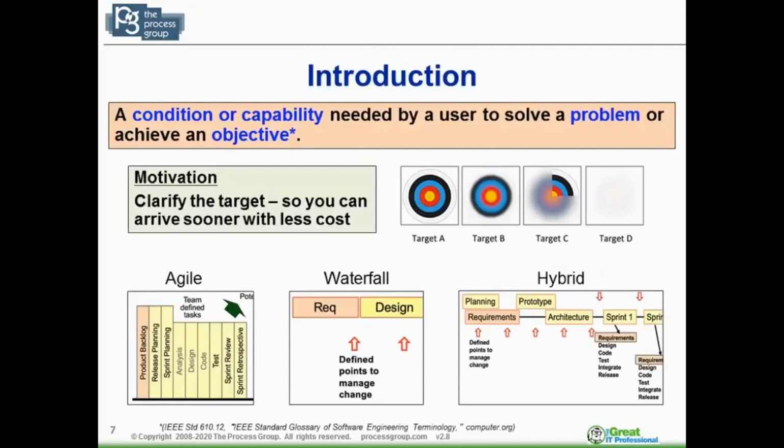So firstly, let's define a requirement. A requirement is a definition of a conditional capability needed by a user to solve a problem or achieve an objective. So for example, on my laptop right now, I have WebEx running, I have Zoom running in the background, and I have a need for them to function, perform correctly from a user perspective. So there is a set of requirements that have been defined into the systems that allow me to function and provide the material to both audiences in parallel. So the motivation of having any requirement defined is to achieve the target quicker.